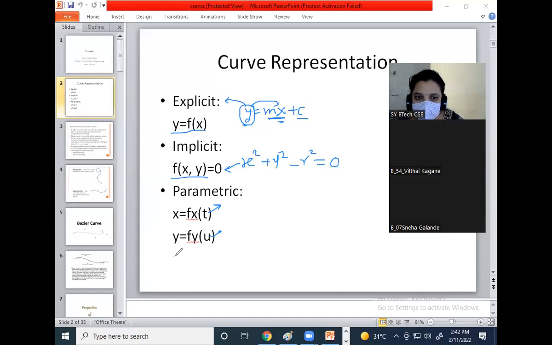You can have the z value also if a three-dimensional coordinate is considered. Then the z value can be dependent upon t, u, v, suppose. So here v is acting as the parameter on which your z is dependent. So this is the third form of representation of a curve, that is parametric representation.